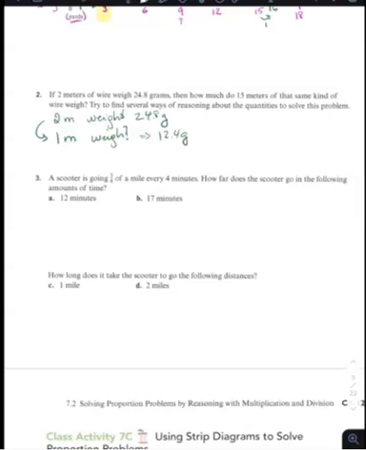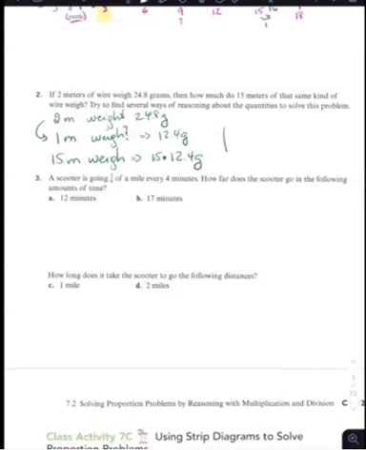So we should be able to then figure out how much 15 meters weigh. Because if 1 meter weighs 12.4 grams, then 15 meters will weigh 15 times 12.4 grams. And you can figure that out.